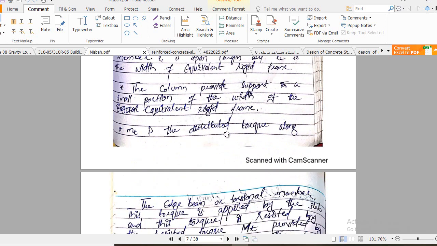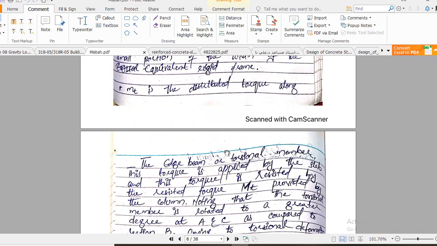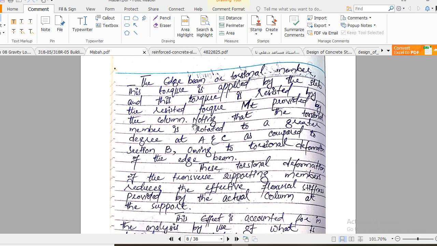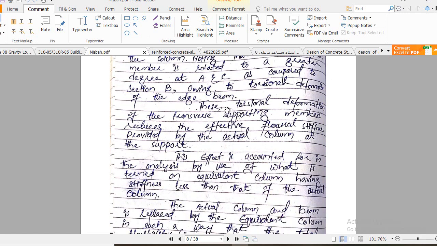Now Mt is the distributed torque along the edge of the beam or torsional member. This torque is applied by the slab, and this torque is resisted by the torque Mt provided by the column, okay, noting that the torsional member is rotated to a greater degree at A and C as compared to section B, owing to torsional deformation of the H-beam, clear. I already explained these things.